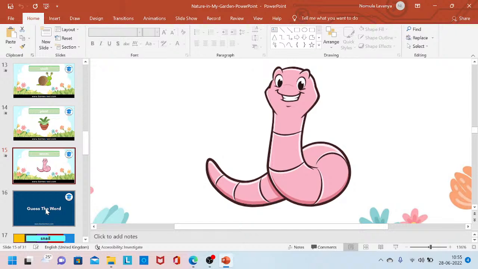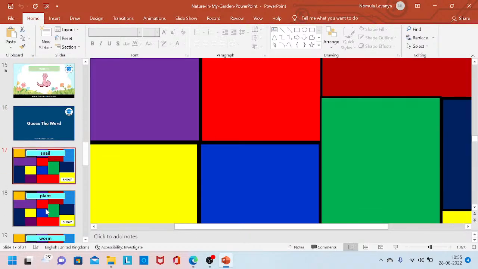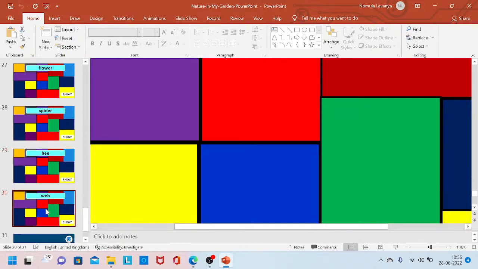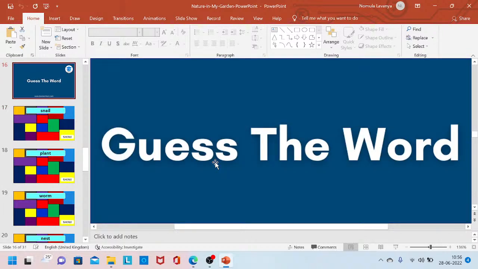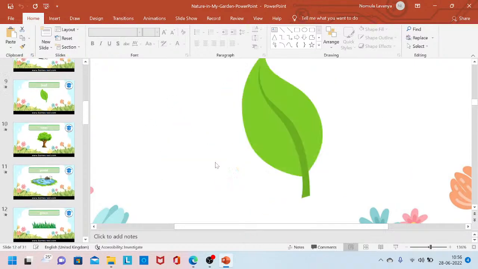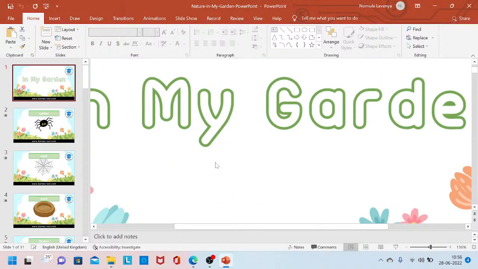So I have a quiz here. By seeing the picture we have to tell what animal it is. Okay, let's see. 1, 2, guess the word. What will be the animal here? It's like a quiz actually. I think my system doesn't make it, but yeah. So until here I'm finished. These are all the animals we find in the garden.